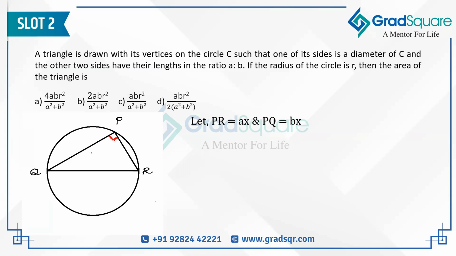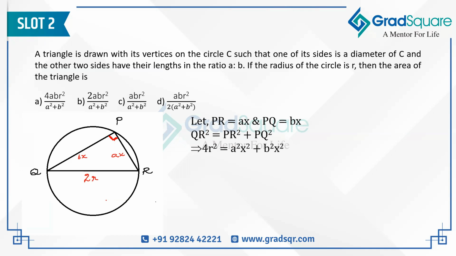So what I can do is I can begin by assuming the length of PR to be equal to AX and the length of PQ to be equal to BX, by taking the proportionality constant X. And of course, QR is the diameter of the circle, which means that length of QR will be 2R, twice the radius. So if this is clear, and if it is also clear that triangle PQR will be a right angle triangle, then of course you have to apply the Pythagoras theorem. So applying the Pythagoras theorem, I'll get QR square is equal to PR square plus PQ square.